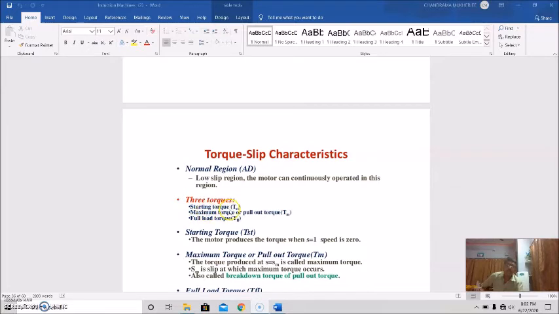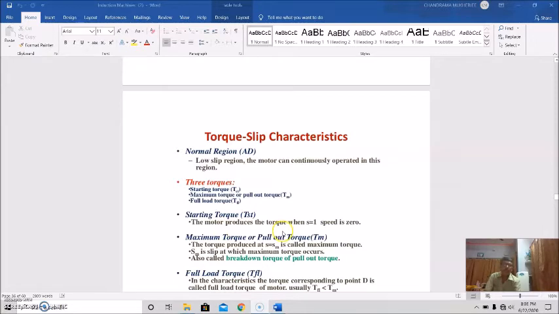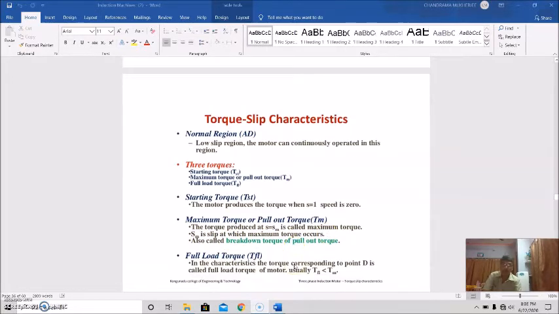So there are three torques. One is the starting torque, the maximum torque or pull out torque, and the full load torque, TFL. Starting torque: the motor produces this torque when slip is 1, that is, speed is 0. Maximum torque or pull out torque: at maximum slip, the torque is the maximum torque, and maximum slip is the slip at which maximum torque occurs, so it is also called the breakdown or pull out torque.